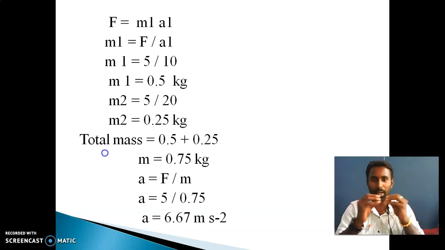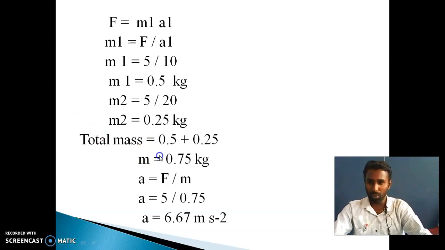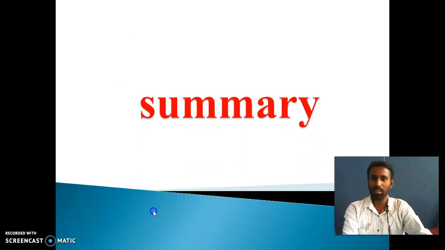Now what they are asking: if we combine the masses together, one mass found here, one mass found here, m1 and m2, what will be the acceleration? So that means we have to add the masses, so 0.5 and 0.25, 0.75 kg. So a equal to f by m, because f equal to ma. F equal to 5 is a constant, and m 0.75. So 5 divided by 0.75, acceleration will be 6.67 meter second power minus 2. This is your acceleration. Okay, so understand, students?